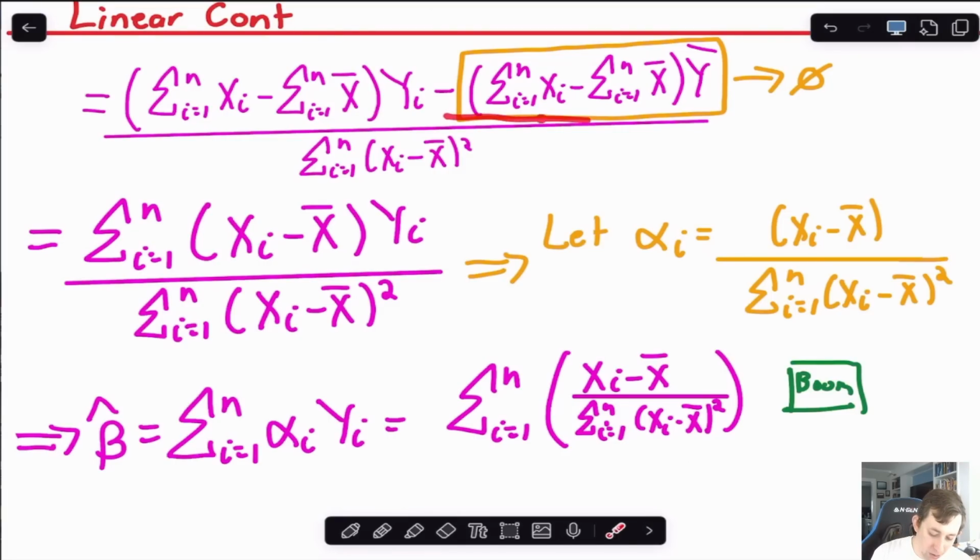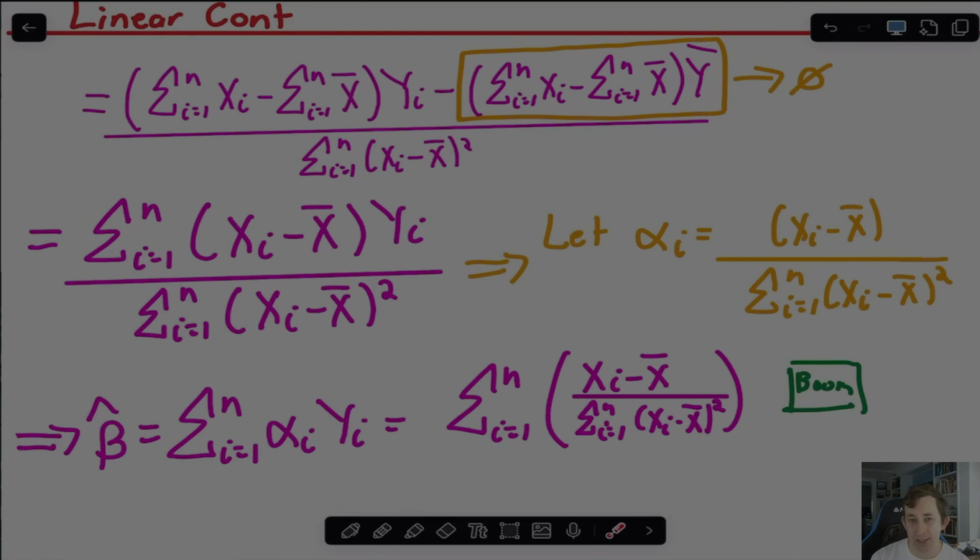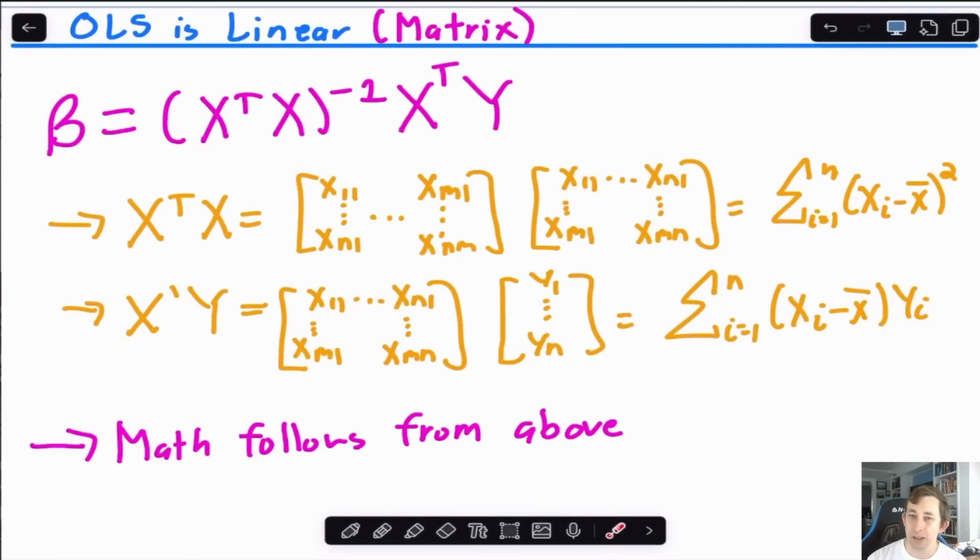So I'm only going to zero out the part to the right-hand side of this minus sign, and then I'm going to get a sum that looks like this. I'm just going to say that alpha i is this whole mess right here. And then I can say that beta hat is the sum from i equals 1 to n of alpha i times yi. And so now I've shown that it's a linear estimator, because I can write it as a weighted sum of my yi's.